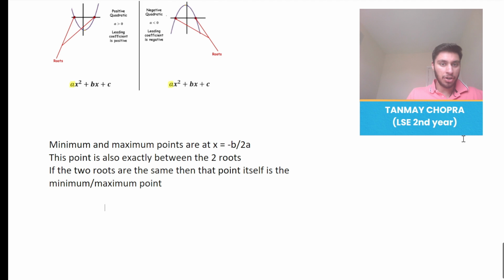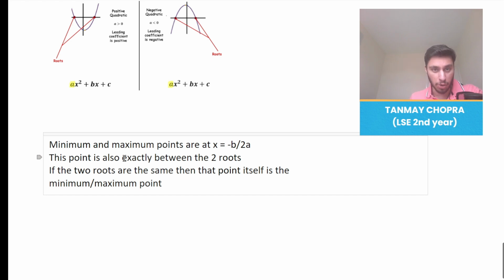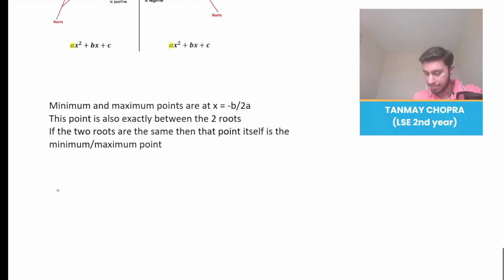Now there is something important to notice here about minimum and maximum points. Minimum and maximum points will lie at the x value which is negative b over 2a. And this point is also exactly between the two roots. The two roots are the two solutions which satisfy ax squared plus bx plus c equals 0. And if the two roots are the same, then that point itself is the minimum or maximum point. That's a mouthful of words, right? Let's see what I mean by that.